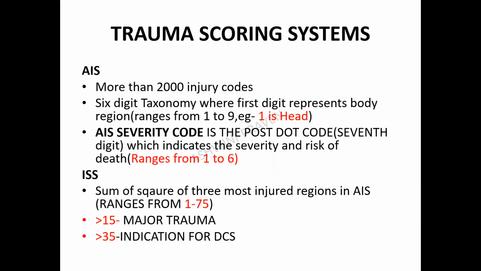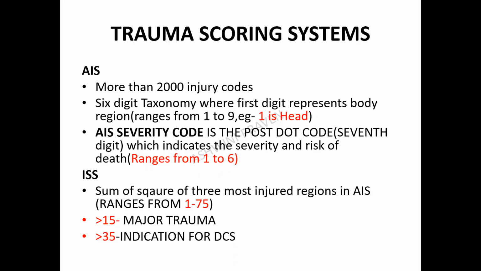So what is AIS, abbreviated injury score? It comprises more than 2000 injury codes. It is taken from Sebastian. So it is a 6-digit taxonomy where the first digit represents the body region only. For example, 1 represents head. Like that, several regions will be given 1 code.